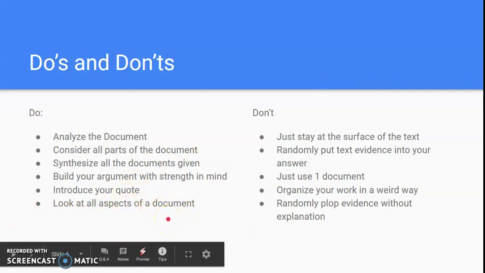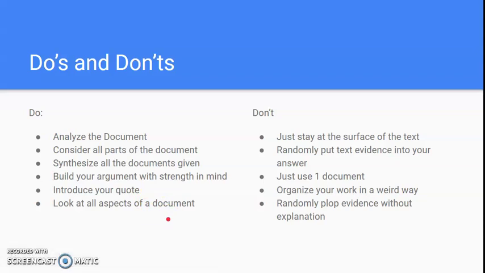The next one is considering all parts of the document. Of course, that's another one that I had to repeat. Put a star next to it if you need to. And then one thing is to synthesize all the documents given. So don't try to build your DBQ based off three documents. Essentially, try to mix and match or weave all of the documents together in order to build your argument.